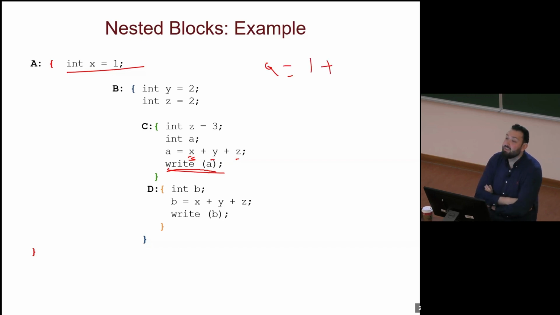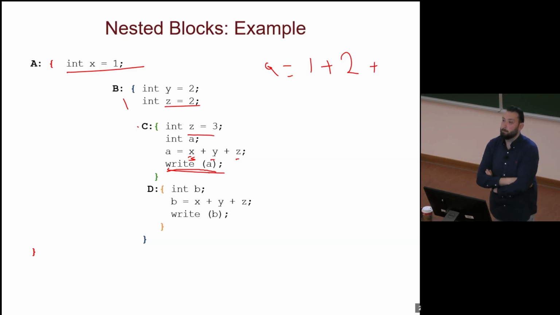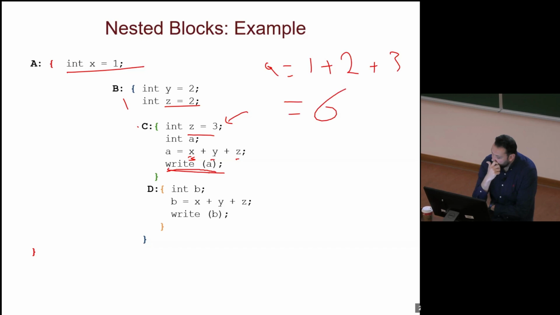From where did you get the Y value? From the B block. Why are you able to do that? Because C is inside B and inside A. So I have here plus what? 2. Now Z, you have two options. You have this Z and you have this Z. Which one are you going to choose? The Z equals 3, this one. Okay, so this is giving you 6.